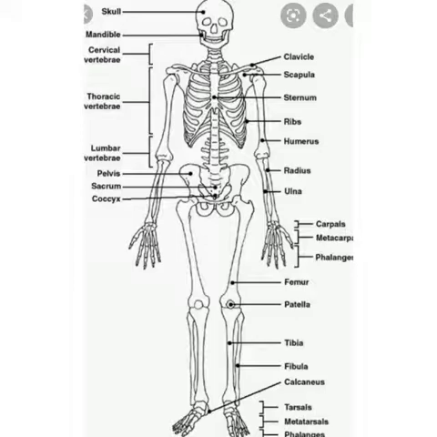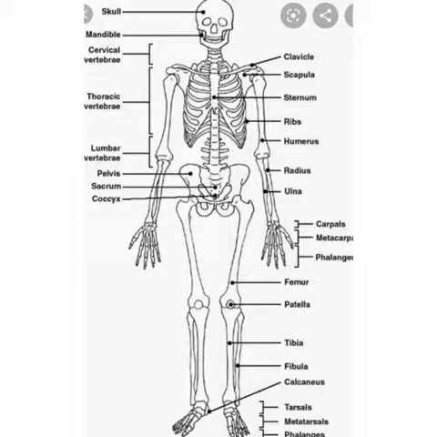Girdles. A girdle is a bony ring-like structure. There are two girdles present in our body: the shoulder girdle and the hip girdle. The shoulder girdle is made up of the shoulder blade and the collarbone. The hip girdle is made up of 3 bones fused to form a single bone.